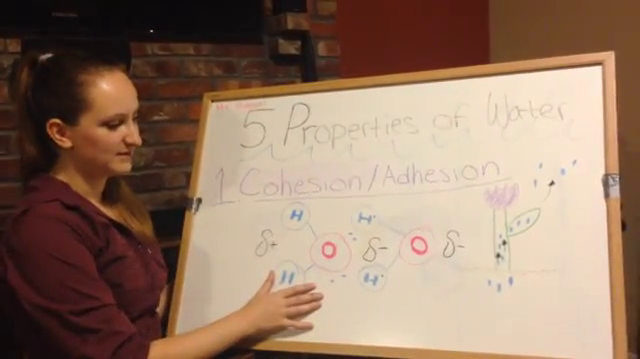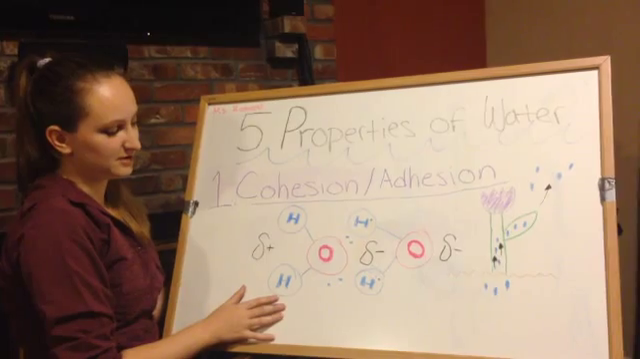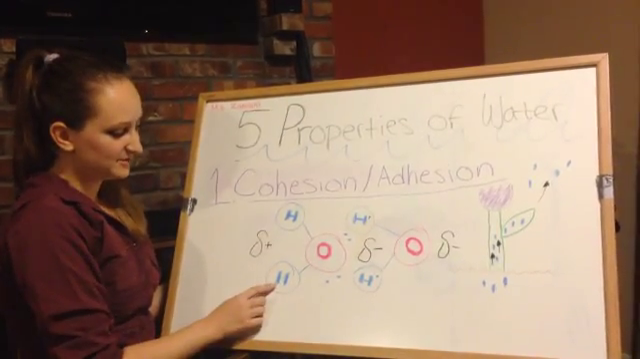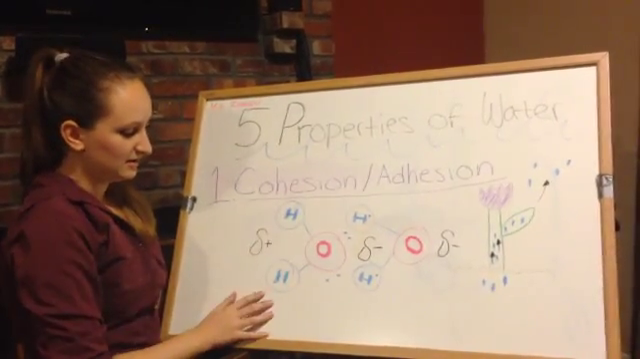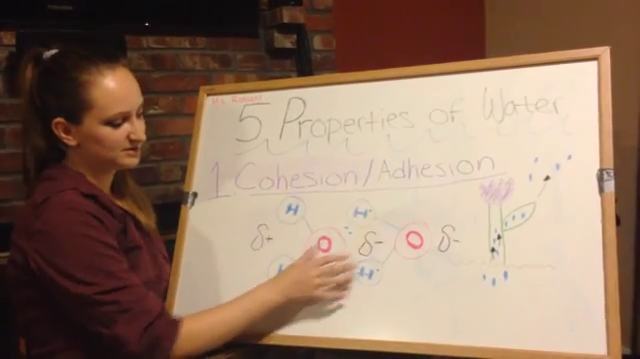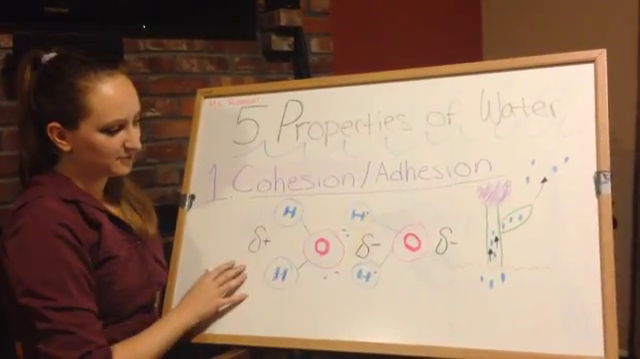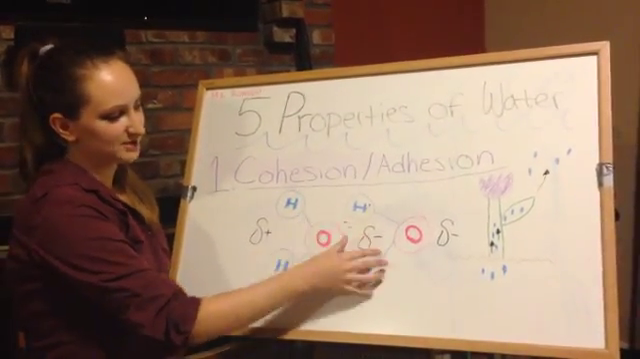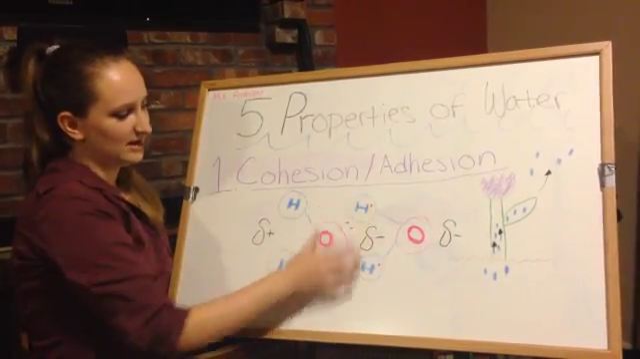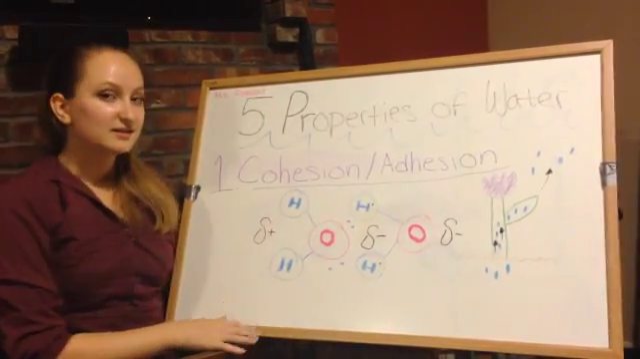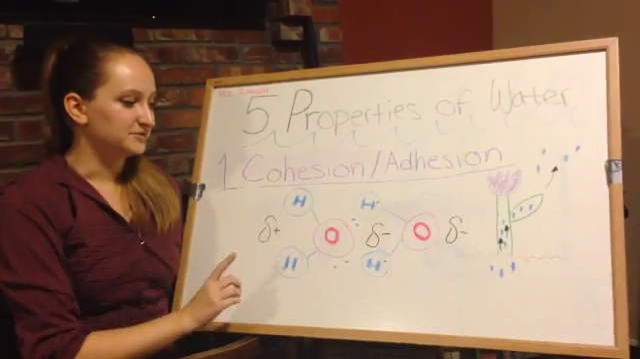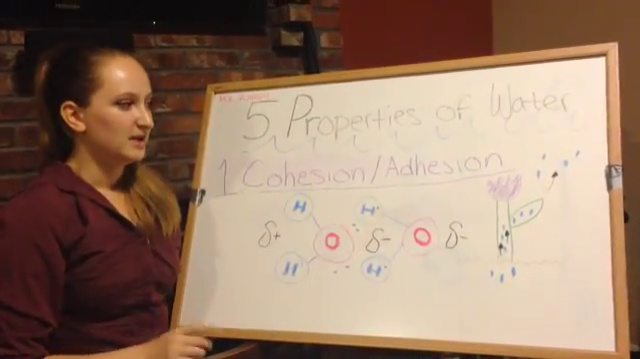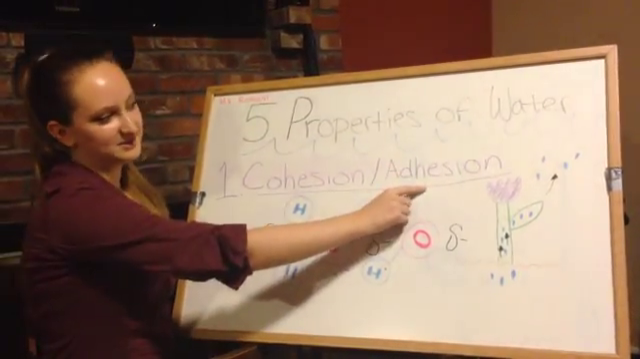So here we have an example of 2 H2O molecules. Here you can see the hydrogen side is very positive while the oxygen side is negative. Therefore, the negative of one attracts the positive of another, and they bond together. This also happens with other molecules besides H2O, which in that case is adhesion.